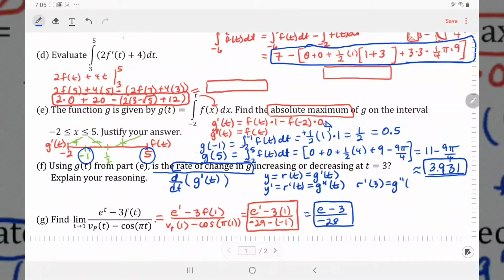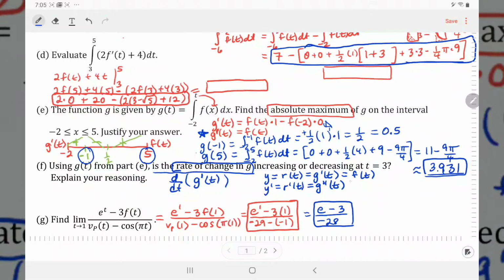And g double prime is, okay, let me change this a little. Let me erase this part because I have a better way. G prime of t is f of t using Leibniz. I'll put a little star here in part E. G prime of t was f of t, so that means the derivative of that would be f prime of t.